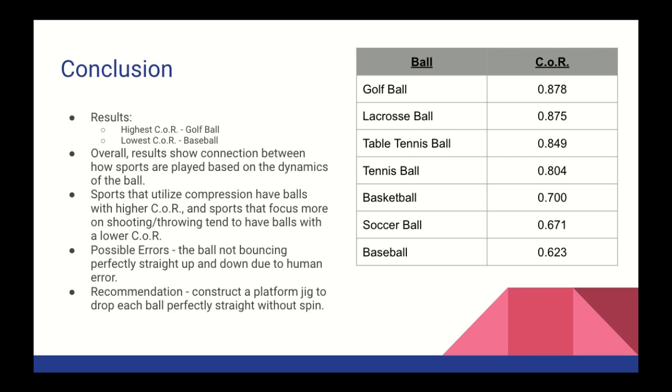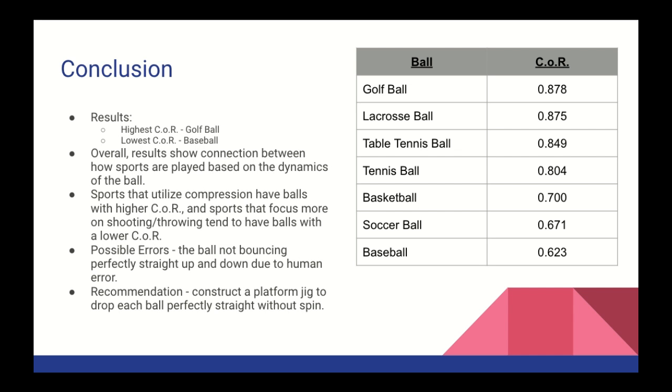Overall, these results showed a connection between how sports are played based on the dynamics of the ball. Basically, what I found from these results is that sports that utilize the compression of the ball have a higher coefficient of restitution. Sports like golf and tennis, which require the ball to be compressed in order to hit it back or hit it down the fairway, had a higher coefficient of restitution rather than sports that have more of a focus on shooting or throwing, such as basketball, soccer ball, and baseball. These balls all had the lowest coefficients of restitution.